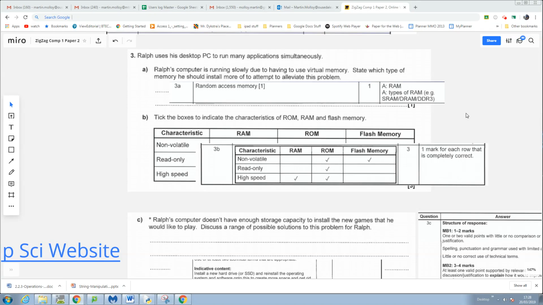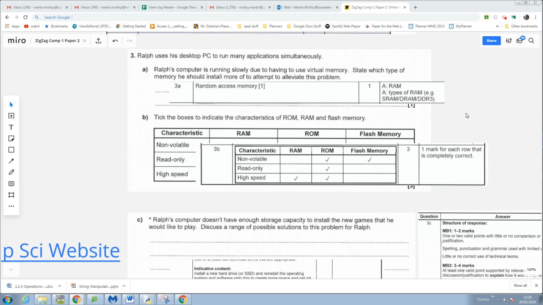So in this video I'm going to look at question 3 in this paper. This is mainly about primary storage and secondary storage, so you need to understand these things. For primary storage, they're talking about RAM and ROM and flash memory as well. They'll also want you to know about virtual memory, which is memory held on the hard drive when the computer's finding it's running out of RAM.